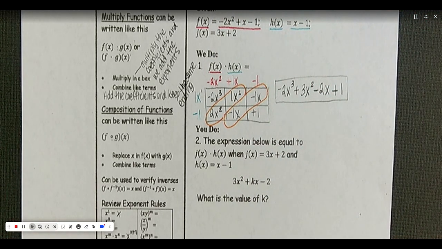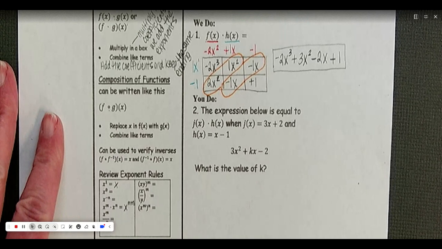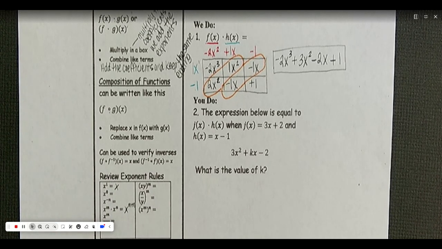So next we have a you-do. This question is a little different. It kind of reminds me of an interesting test-styled question. It says the expression below is equal to j of x times h of x when j of x equals 3x plus 2 and h of x equals x minus 1.